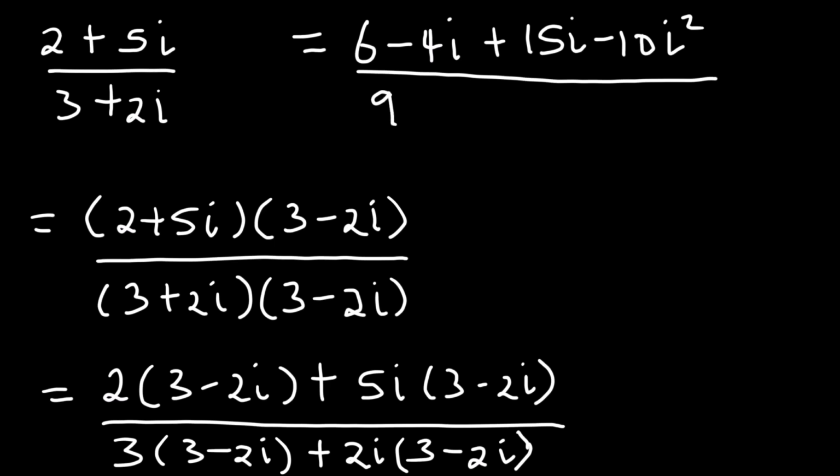3, which is 9, and then 3 times negative 2i, which is minus 6i, and then 2i times 3, which is plus 6i, and finally 2i times negative 2i, which is minus 4i to the power of 2.